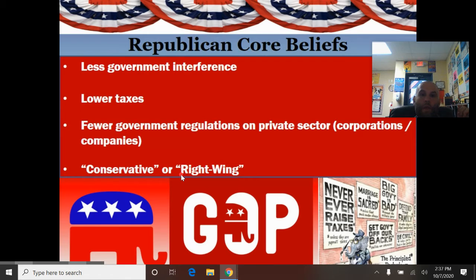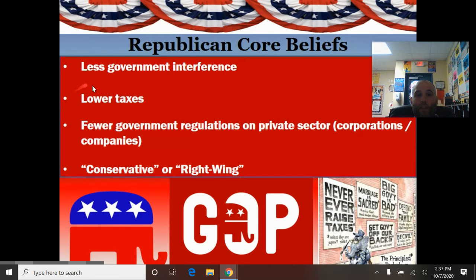So these are generalizations of the beliefs. Not every Republican believes every one of these, but these are their general beliefs. So the first one is less government interference. The idea that the best government is the government that governs the least. That government shouldn't do very much. Let people and private business handle things. So there should be very little government intervention. Let the states and private business and people handle things.